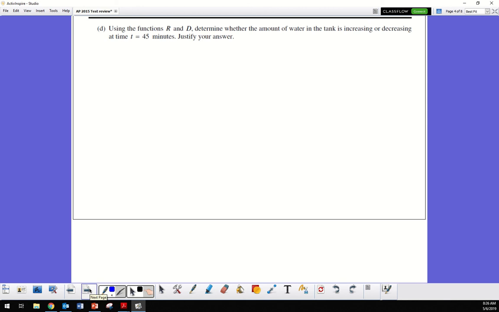So let's go with R of 45 and D of 45, because I'm looking to see which rate. Because R, remember, R was going in and D was going out. So let's evaluate for both of those. Not R prime, just R.